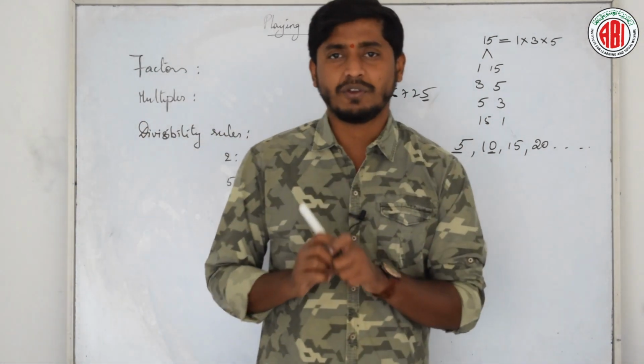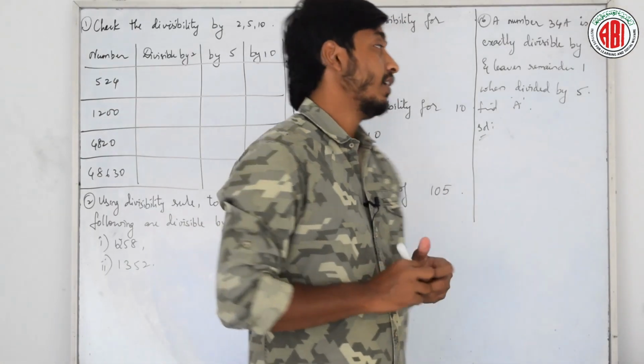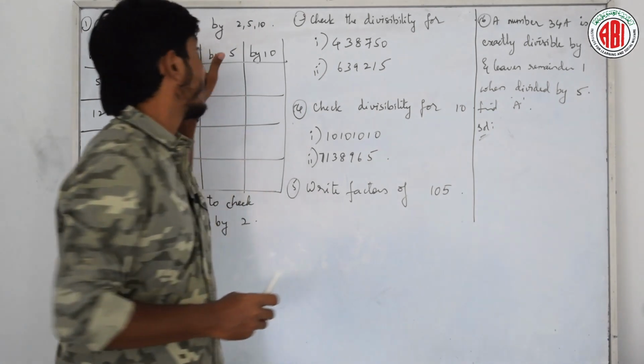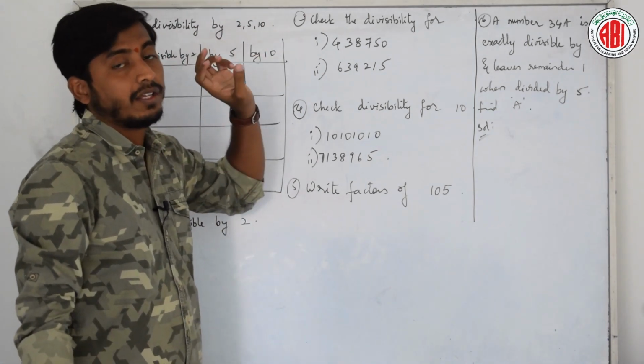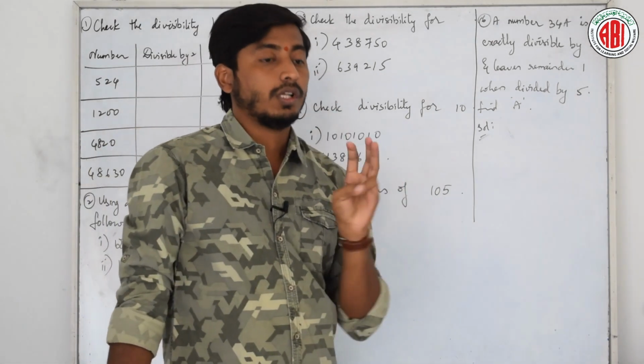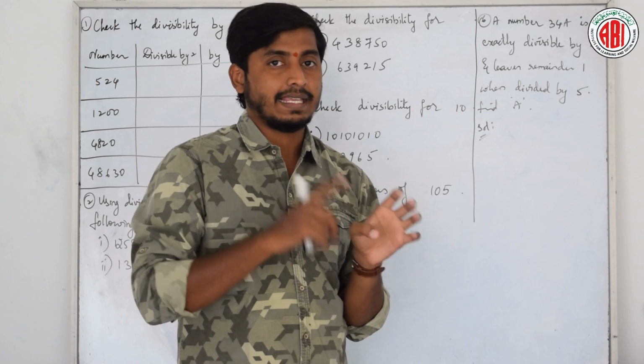Shall we start doing few problems based on this? Let's do. Check here the question. He is asking us to check the divisibility by 2, 5 and 10. Now tell me what is the rule for 2? The last number must be 0, 2, 4, 6, 8.